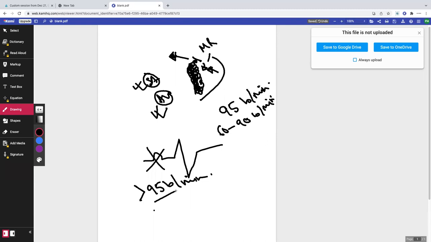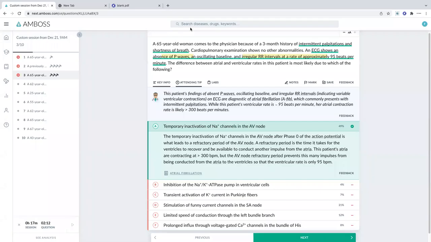The atrial rate is higher than the ventricular rate, but the SA node, which is undergoing atrial fibrillation, is it transmitting a lot of impulses to the AV node? Yes or no? Yes, right? But the question is, why aren't the ventricles contracting at the same rate as the atria? Okay, the question is, why are the ventricles not contracting at the same rate as the atria?